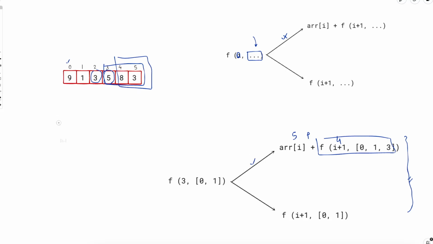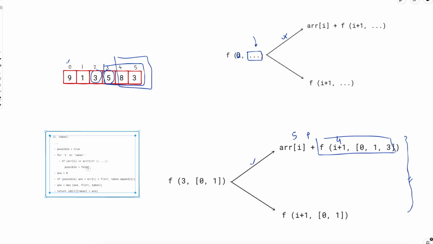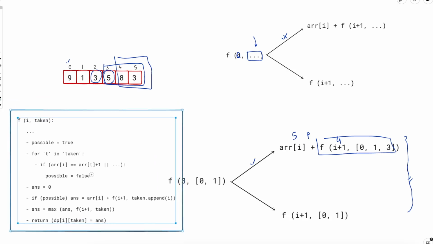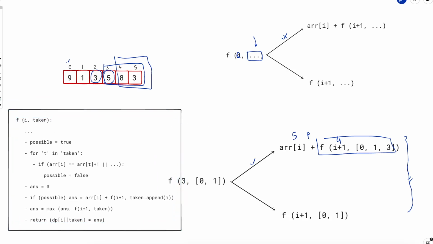So the pseudocode for this would look something like this. We have two things, i, the current index, and taken, the array of elements that you have already taken, right? So now there are two possible choices, right? Either you take the current index or you don't take the current index.